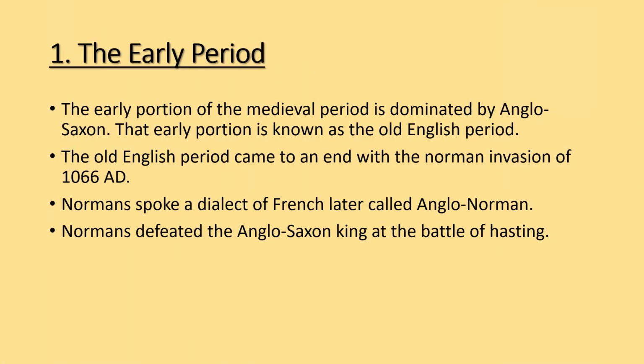The early period. The early portion of the medieval period is dominated by Anglo-Saxon. That early portion is known as the Old English period. The Old English period came to an end with the Norman invasion of 1066 AD. Normans spoke a dialect of French later called Anglo Norman. Normans defeated the Anglo-Saxon king at the Battle of Hastings.